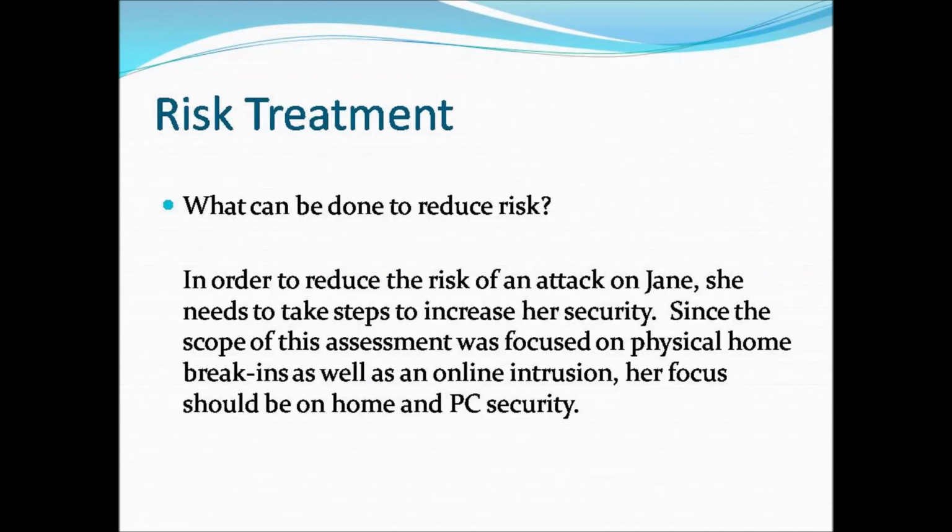Now that we have addressed the risks, their likelihoods, and the probability that each of them will occur, we must focus on the treatment of the risk. We must ask ourselves what can be done to reduce these risks. In our situation, in order to reduce the risk of an attack, Jane needs to increase her security in one way or another. Since the scope of the assessment was focused on either an online situation where an intrusion has occurred or in her actual physical home, her focus should be on improving her home and/or PC security.